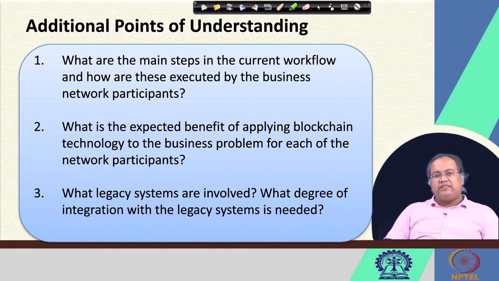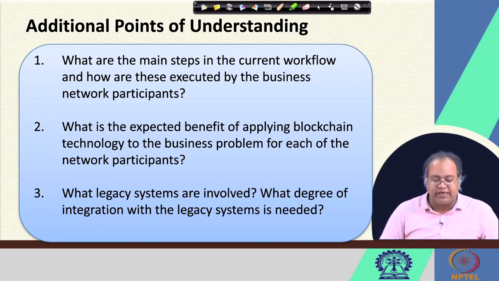There are a few other additional points that you also need to think of, like what are the main steps in the current workflow and how are these executed by the business network participants. Then what is the expected benefit of applying blockchain technology to the business problem for each of the network participants. That is very important. You need to understand what benefit the participants are getting. Is the benefit the same for all the participants, or are different participants benefiting in different ways?